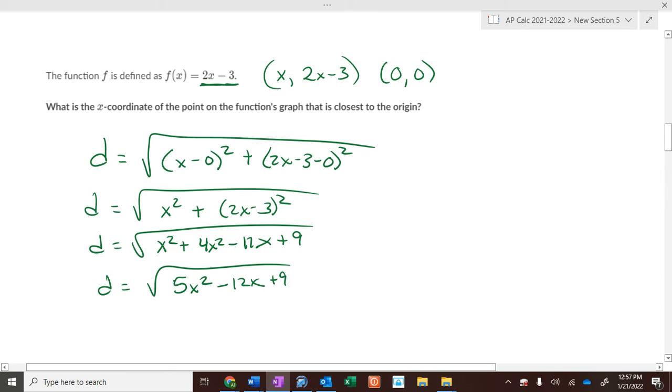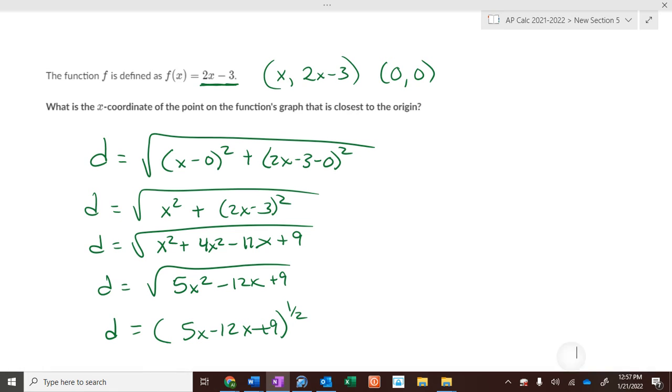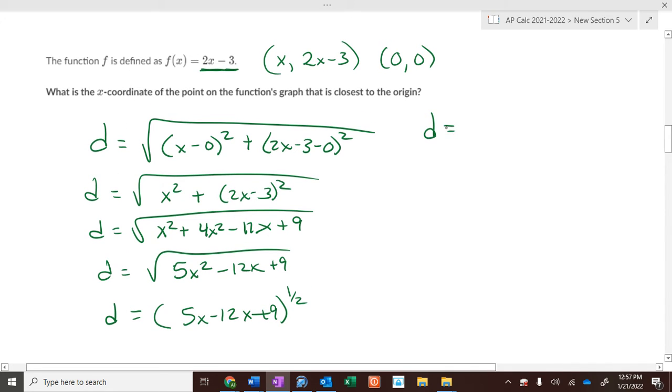Now we're going to do what to that? What are we going to do to that? This is an optimization problem. Derivative. To find the closest to the origin is the minimum. Take the first derivative to find the minimum.